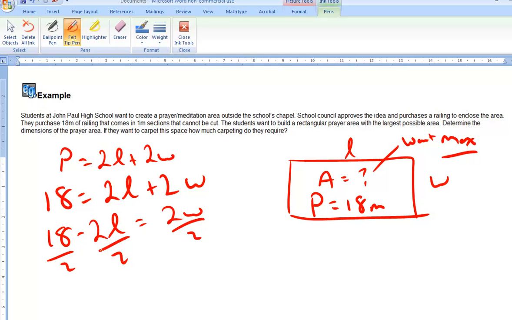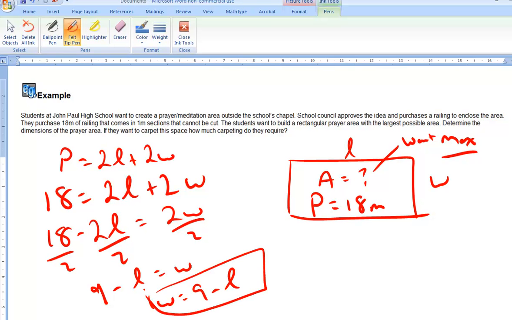I've got to divide each of these by 2 because they're separated by a plus or minus. Width is all one term, but these are separate terms, so everybody gets divided by 2. So I've got 9 minus L equals width, equal to 9 minus the length. So that's a formula I can use in my Excel spreadsheet now.